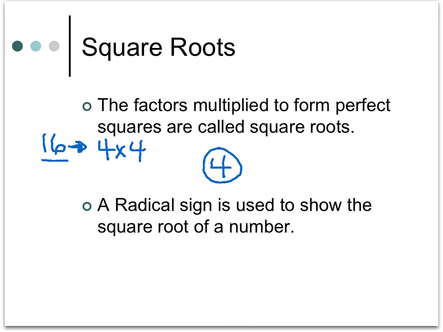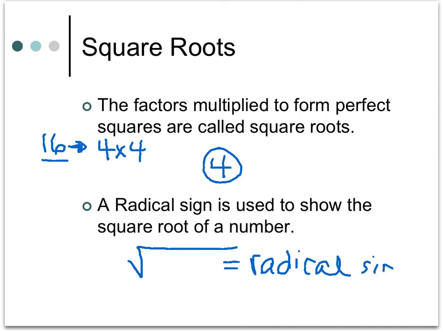Okay? And how do we show that as far as symbolic notation? We need to use what's called a radical sign to show everyone that we're talking about square roots. A radical sign looks like a check mark and division combination symbol. This is called a radical sign. You're going to want to put that in your notes.